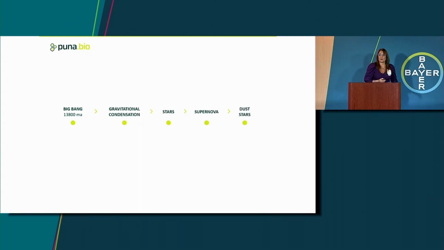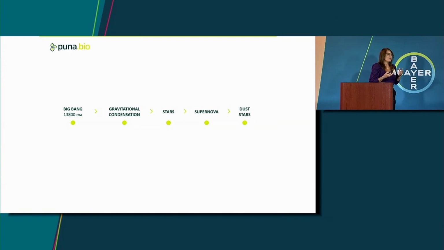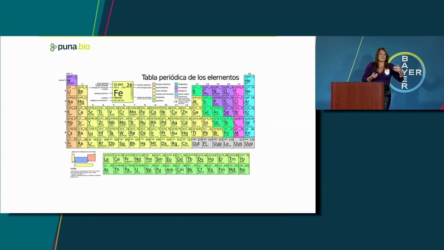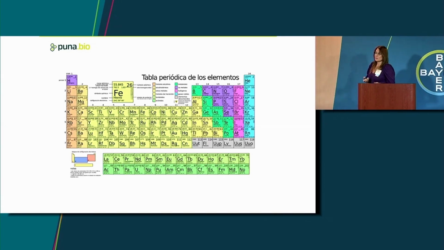So we are going to travel in time. We are going to the beginning of the universe, a long time ago, 13,000 million years ago, when the universe came to be. And the idea I would like you to have from here is that all the elements of the periodic table come from the beginning of the universe, from the stars, from the supernovas, and that's the way we have all the elements that are in the universe.